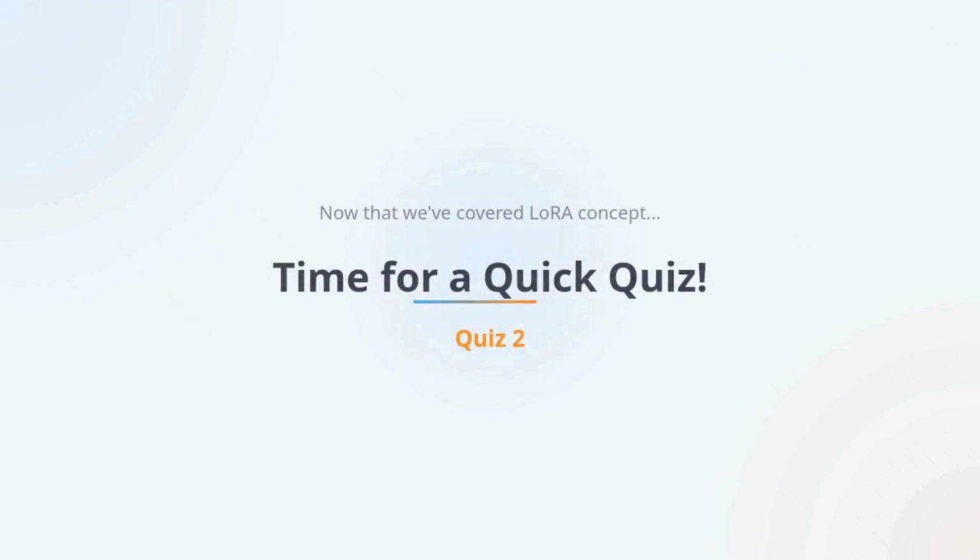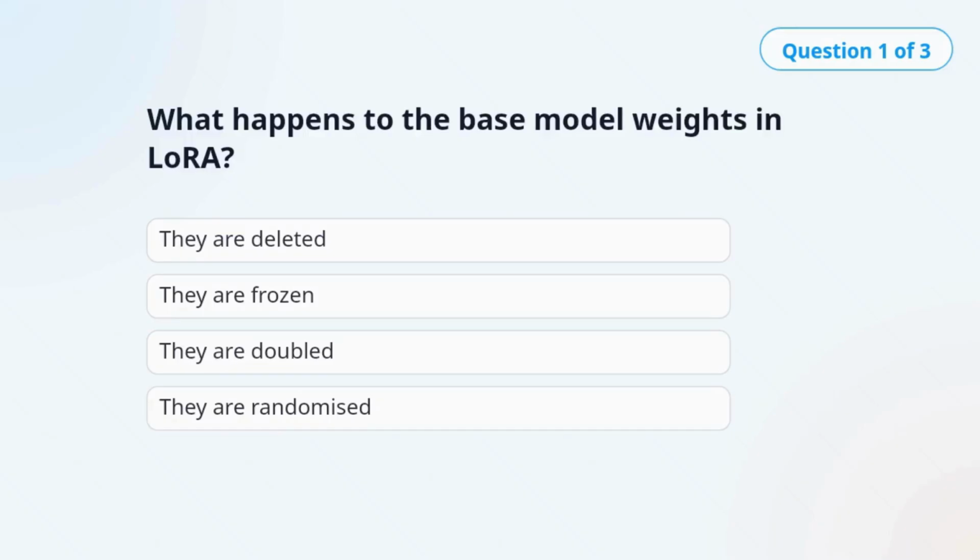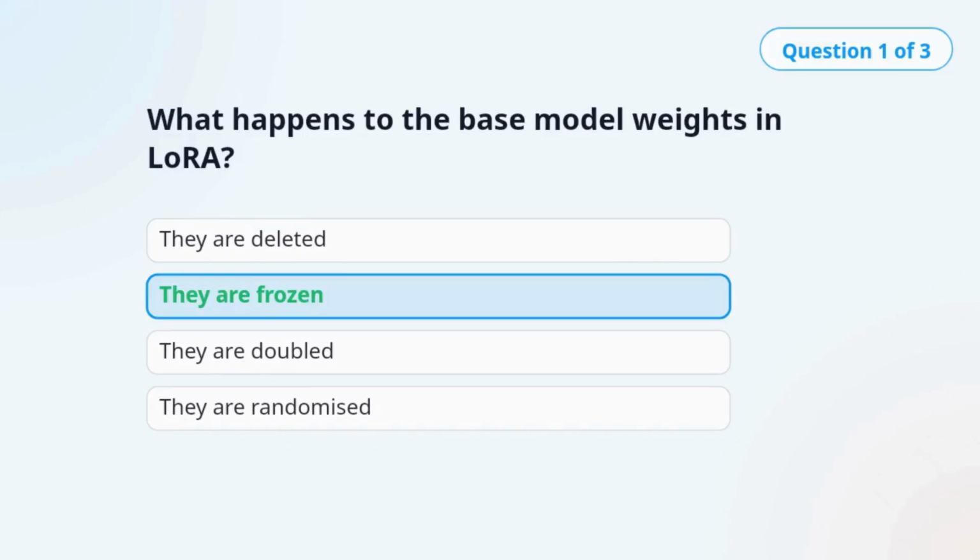Now that we've covered the LoRA concept, let's test what we've learned so far. Here's quiz number 2. See if you can get it right. Question 1. What happens to the base model weights in LoRA? The correct answer is, they are frozen. LoRA keeps the original model weights fixed and trains only small adapter components.